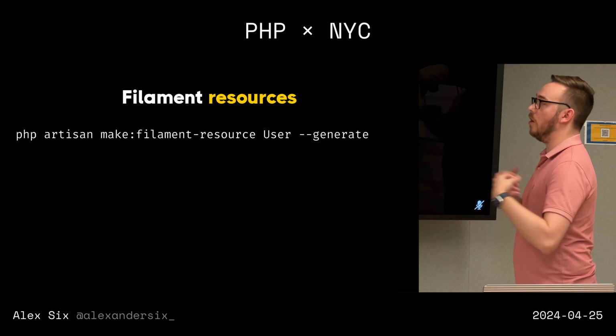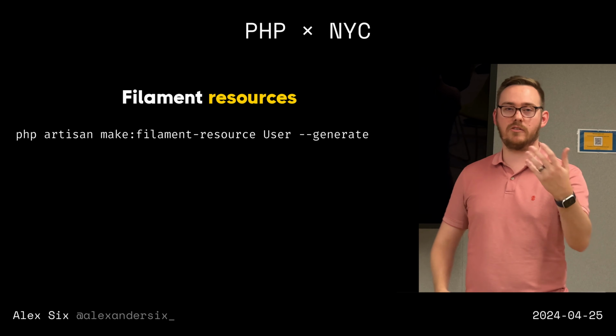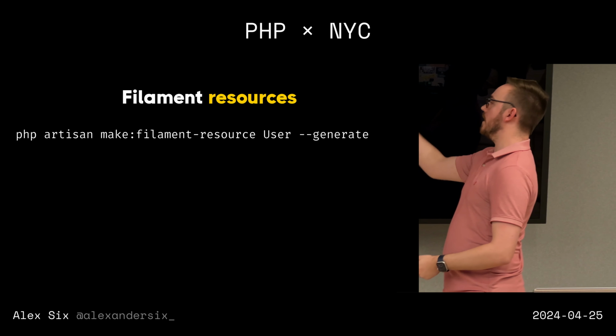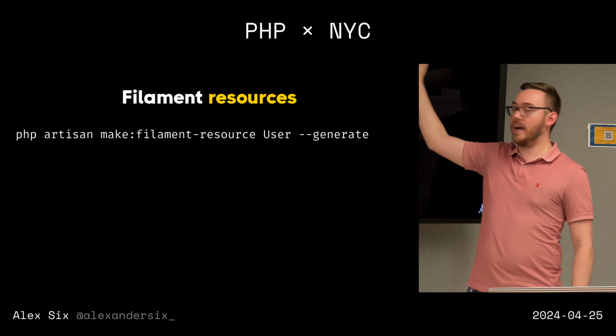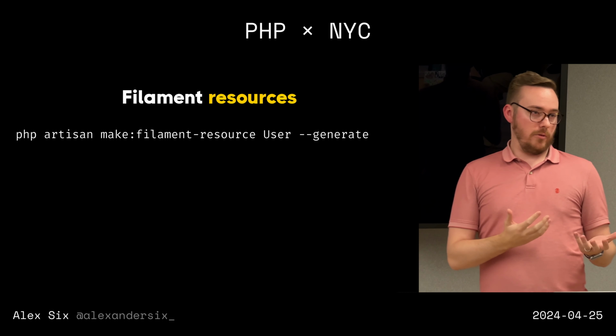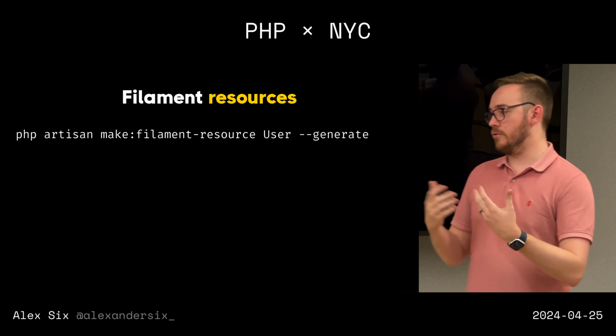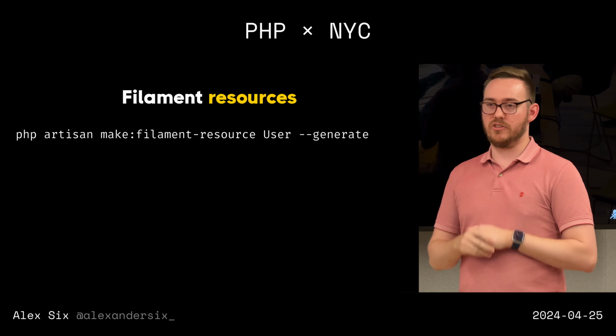Filament ships all sorts of artisan make commands, right? Just like you would normally do with Laravel, like let's make a model, let's make a migration, make a controller, we can make a Filament resource. This is one of my favorite commands because of this flag right here, this generate flag. Without that, when you generate a Filament resource, say for a user, you'll get a UserResource.php file. Pretty standard. It'll have two empty methods in it. We'll talk about this in a minute.